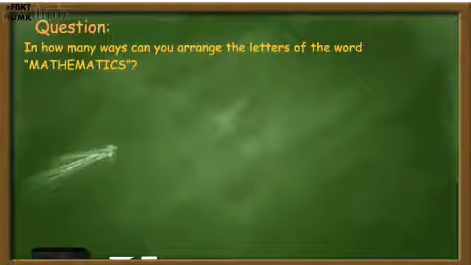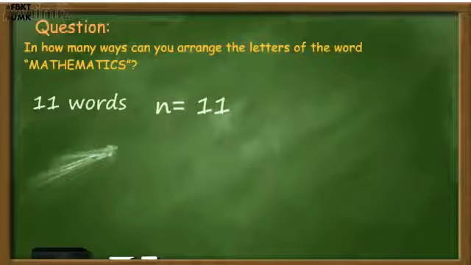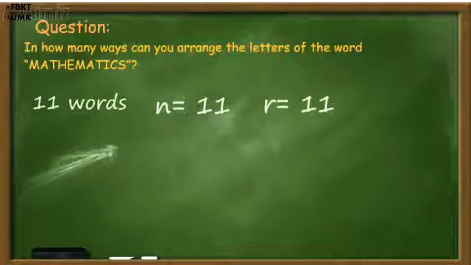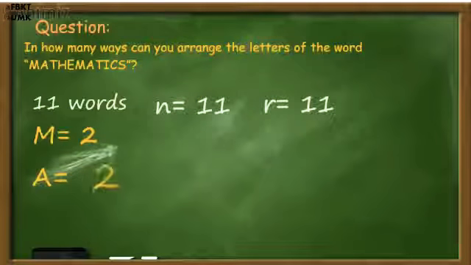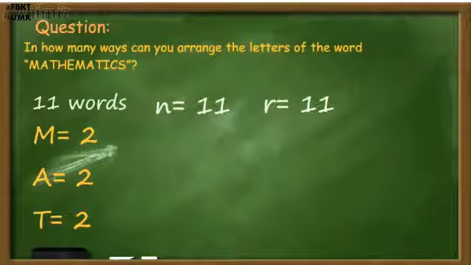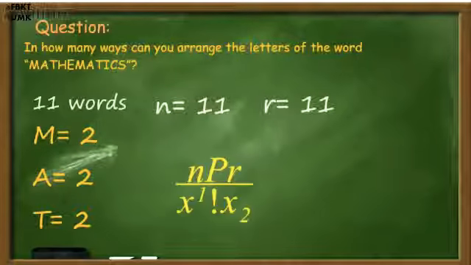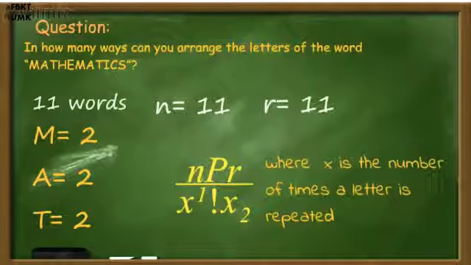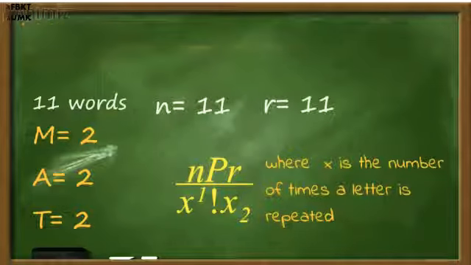In how many ways can you arrange the letters of the word mathematics? Let's say we have a total of 11 letters. There are 11 letters, so n is 11. We are using all the 11 letters at a time, so r is 11. Here we have 3 pairs of identical letters. We must account for the fact that these are identical letters. We are using the formula as follows, where x is the number of times a letter is repeated. The calculation is as follows.